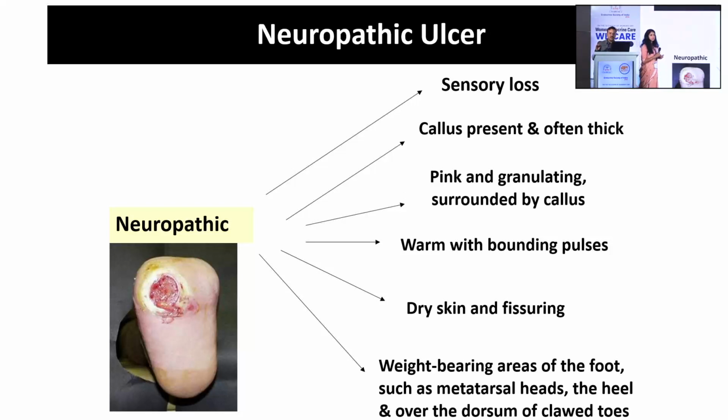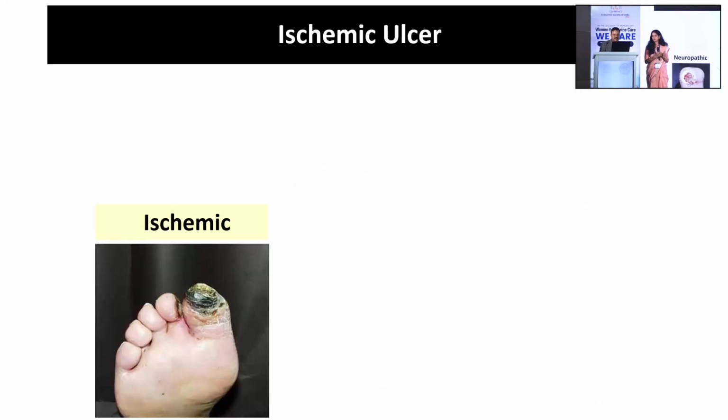The foot would be warm and you can feel the pulsation. There won't be any absence of foot pulsation. The skin would be dry, there would be fissuring, and if you do a sensory examination, definitely the sensory loss would be there. And typically the foot ulcer will look like a punched out lesion with a lot of calluses. The floor may have a healthy look like granulation tissue or pink look, but there would be a lot of calluses around that. So that's typical of a neuropathic foot ulcer.